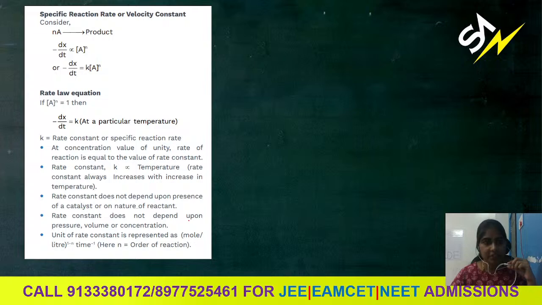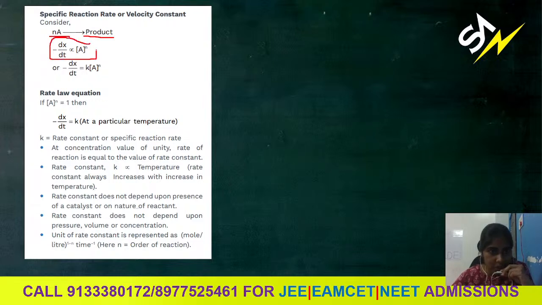So now let's see what is meant by specific rate of reaction. For example, n moles of A are reacting, forming a product. For these n moles of A, the rate of reaction is given by minus dx by dt. This gives the change in the concentration by change in the time, giving the rate of reaction, which is directly proportional to the concentration of A to the power of n.